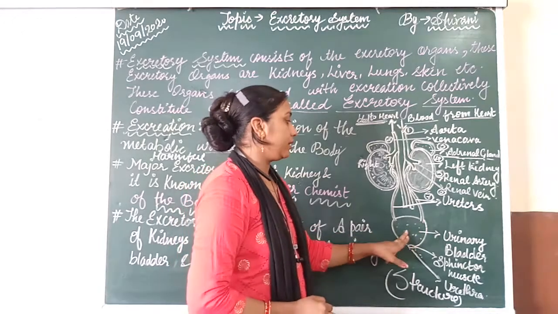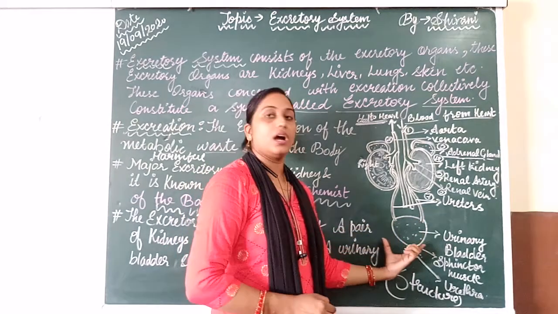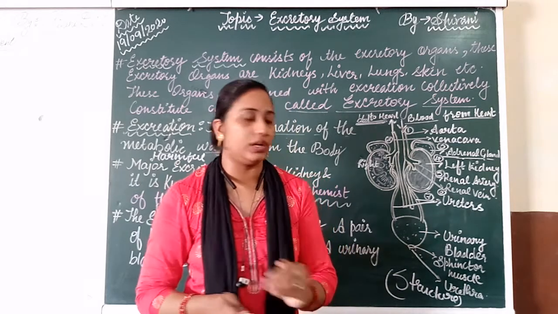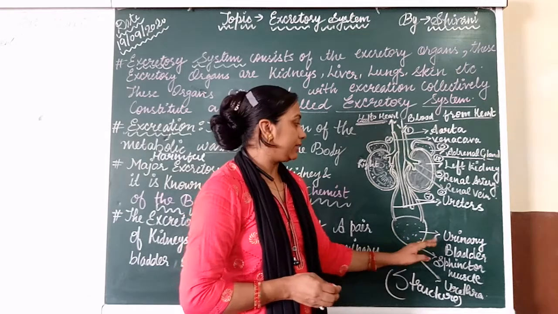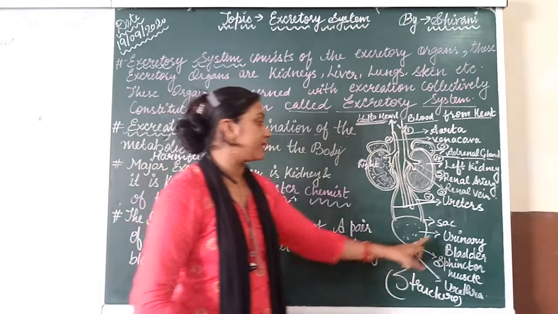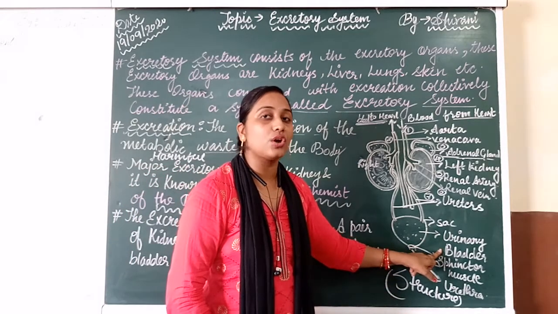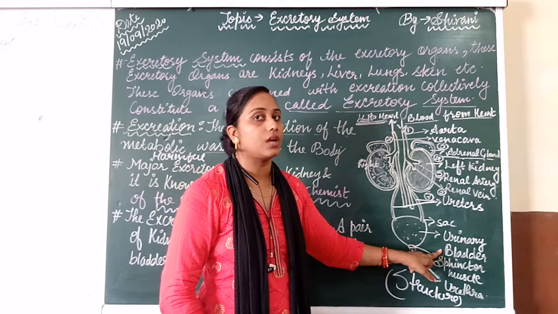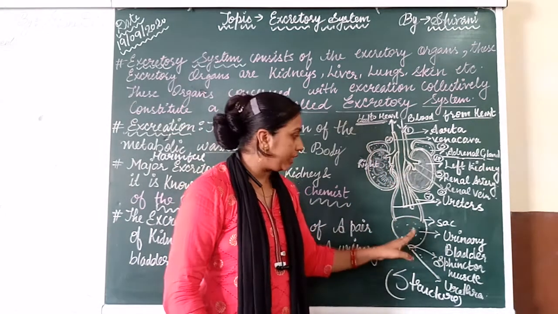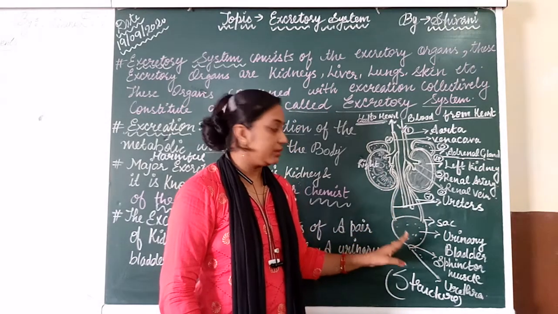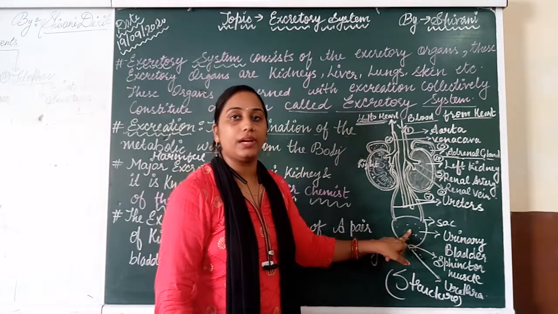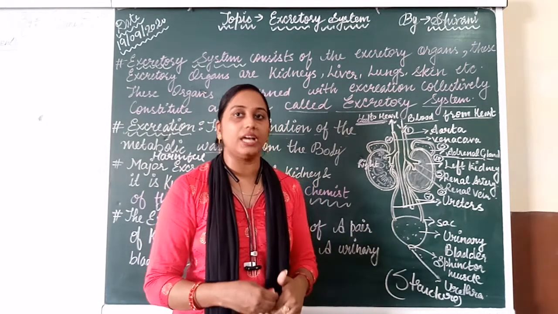Alright. Next, below the ureters there is a pear-shaped, bag-like structure. It is a highly muscular and hollow structure. This sac is known as the urinary bladder. The function of the urinary bladder is to collect the urine. The urine coming towards the urinary bladder from the ureter, filtered by the kidneys, is temporarily stored by the urinary bladder.